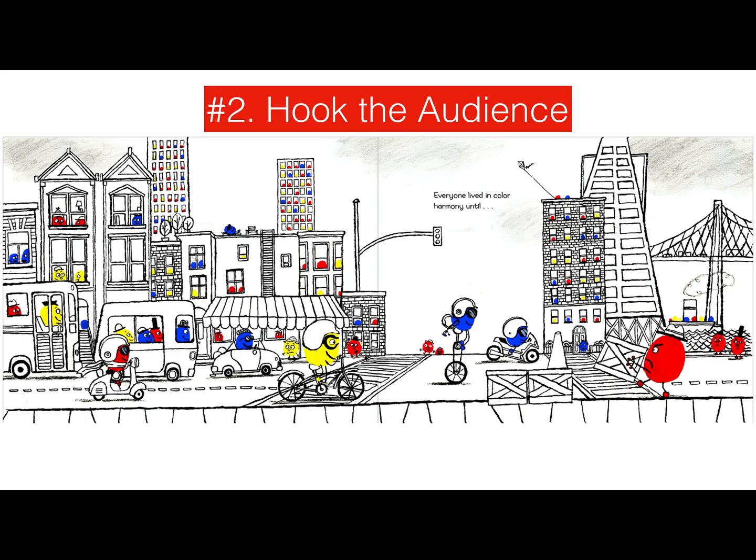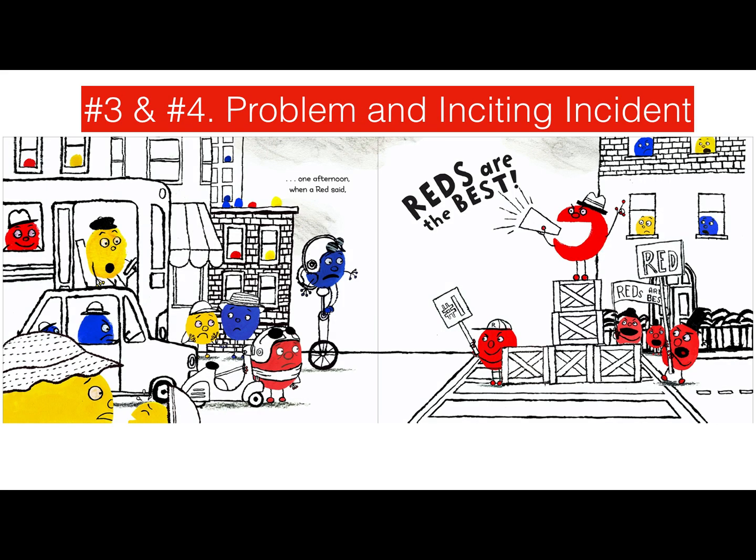And here's our hook, right? Everyone lived in color harmony until... And we see this little red guy, and he's frowning. He's the only one that's frowning, right? So it makes you wonder, oh, what's going to happen next? And now we have this big page turn where we say, reds are the best. This is the problem and the inciting incident. This is what kicks off the story.